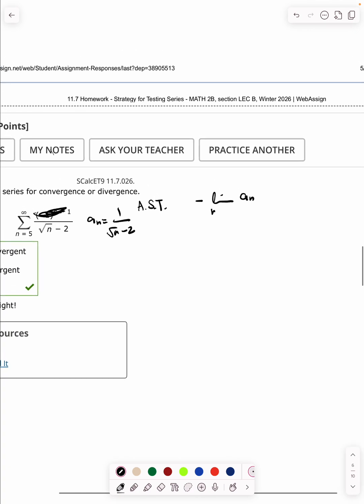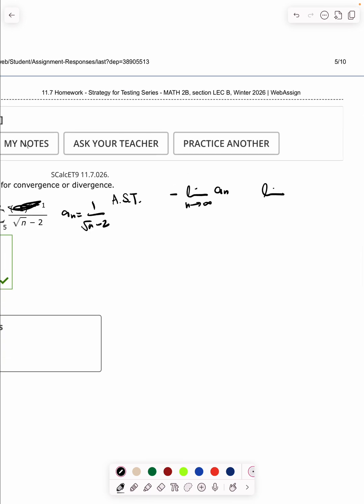So the limit of an as n goes to infinity, I want to show that this is equal to 0. And the second thing is I want to show that an is decreasing. So how do we show this? Let's show the first one.